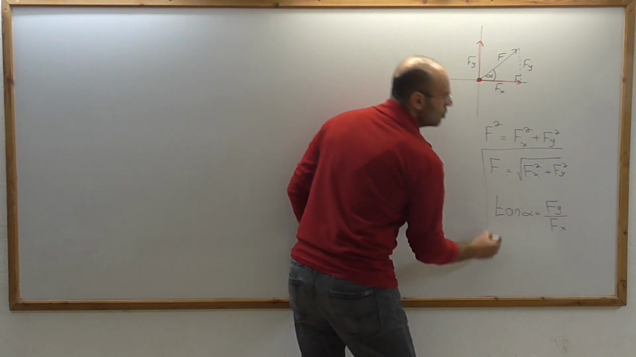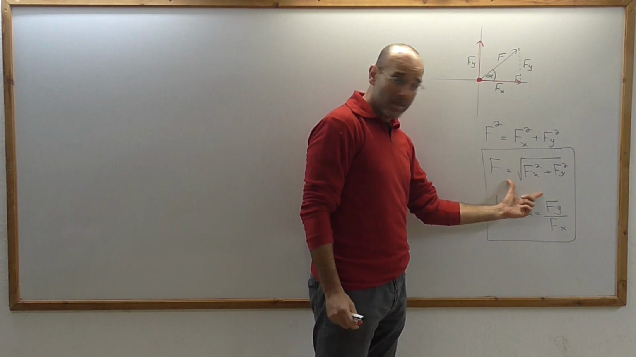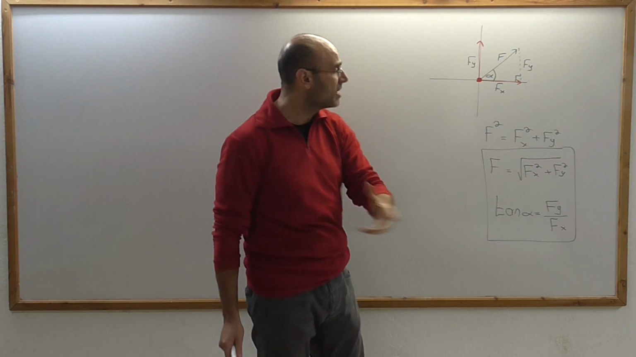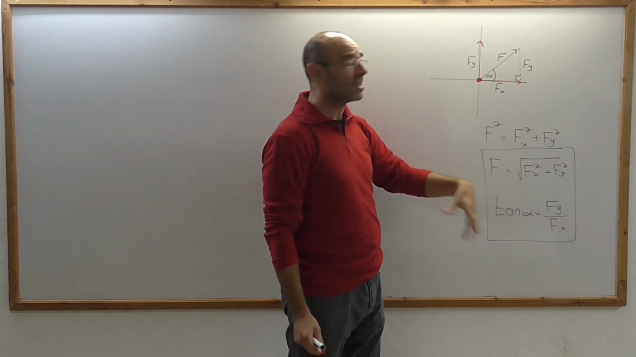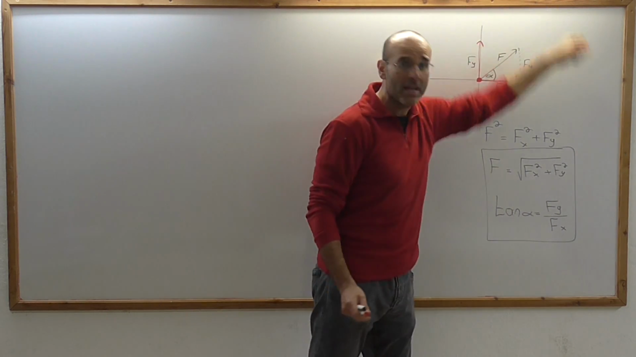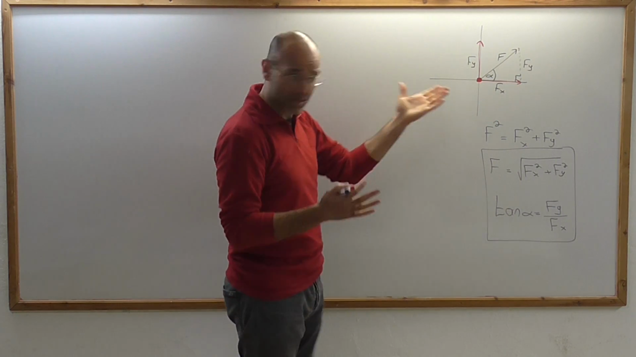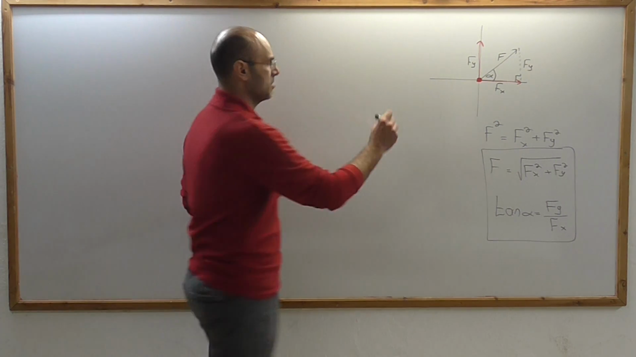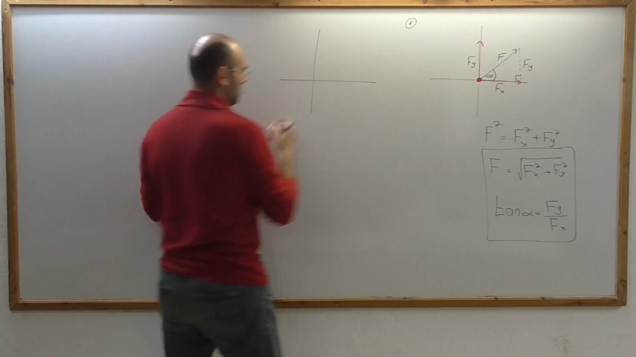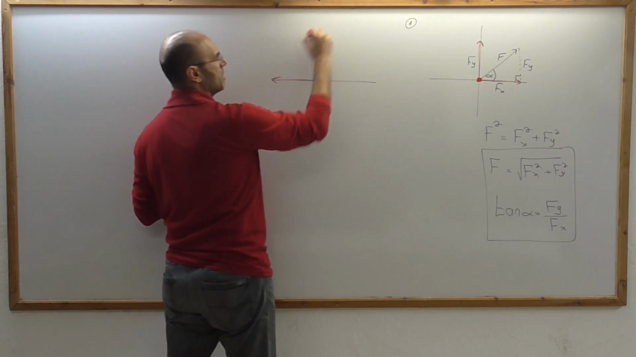So with these two equations we can find the resultant vector, or a vector that is equivalent to these two, so that instead of pulling the ball here and there, we can just pull it here and we'll get the same effect. Now let's practice these methods. So first, let's see how we can solve this problem.